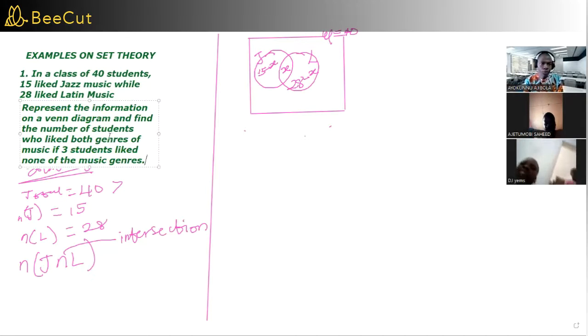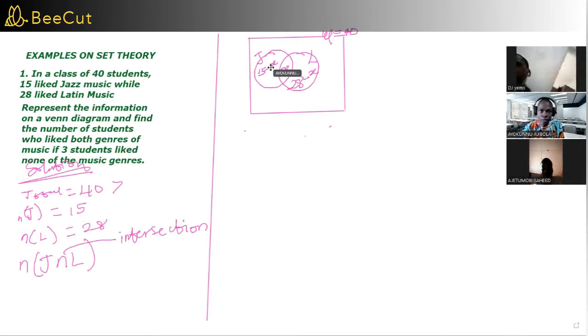So if 3 students liked none of the music genres, now in that case, you will observe that I said 3 students did not like any. So the 3 will not be in any of the brackets, but it's going to be in the rectangle.